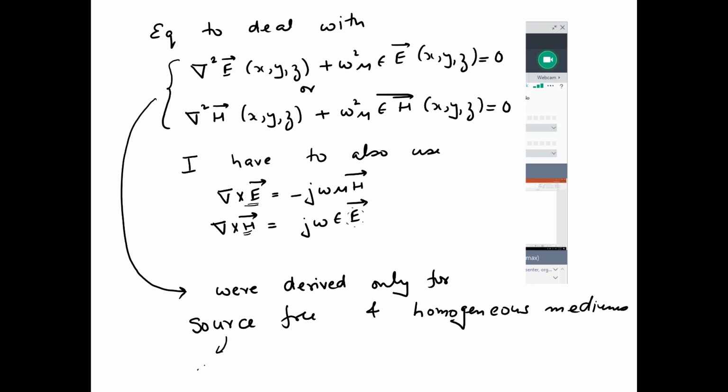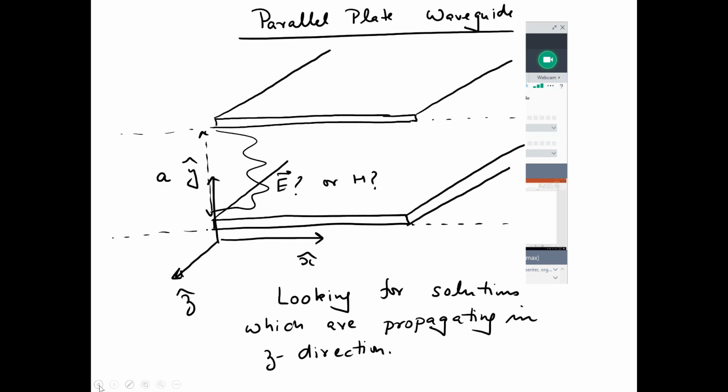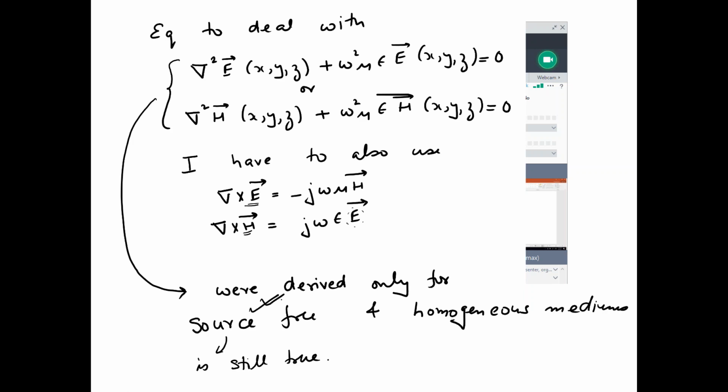Source free is still true. In the geometry I have, I'm not adding any charges anywhere. I'm not passing any current anywhere. All I'm saying is that somewhere outside this waveguide I have created an electromagnetic wave. I want to understand how that electromagnetic wave propagates through this structure. I'm not adding any source in there. So this condition is still true. I don't need to worry about that. J is still equal to 0. Rho is still equal to 0.